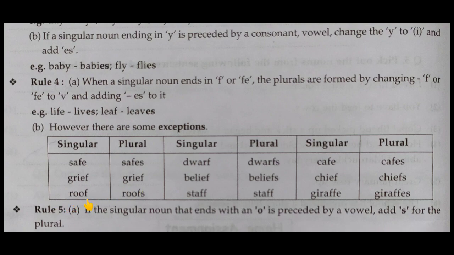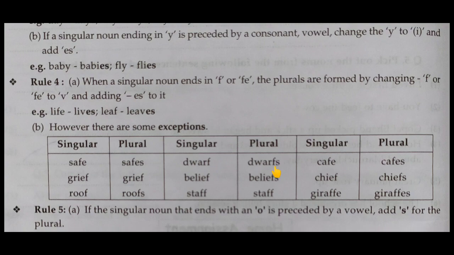Third is roof. It also ends with f and comes under rule number 4, but f is not replaced by v, and es is not added to it. What is its plural form? Roofs. So these all are exceptions. You have to just remember that. All these rules are not obeyed in these conversions.